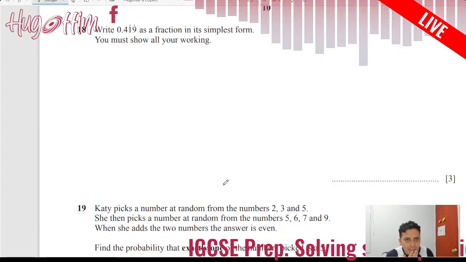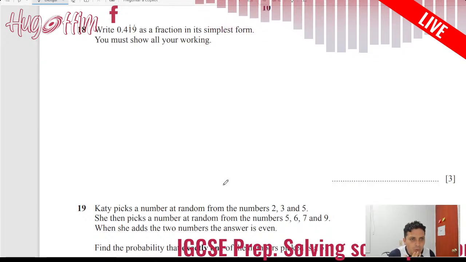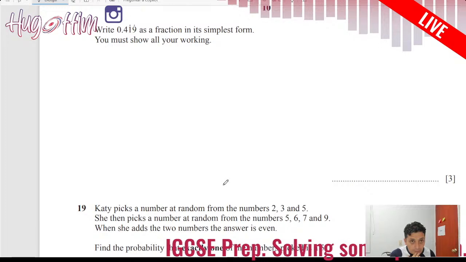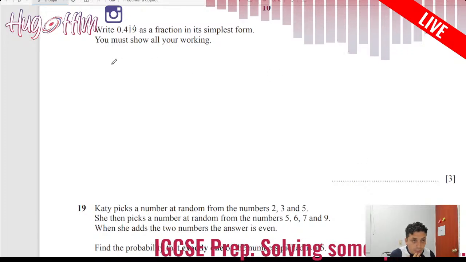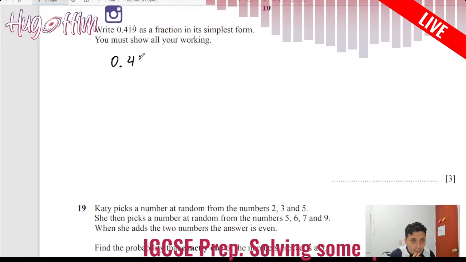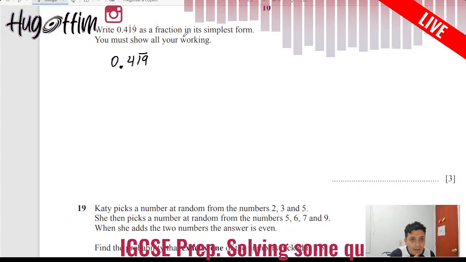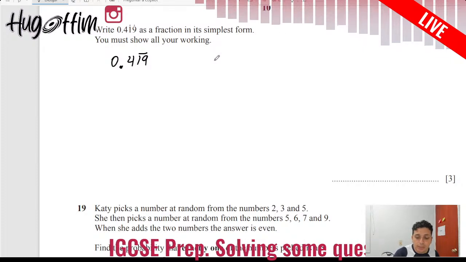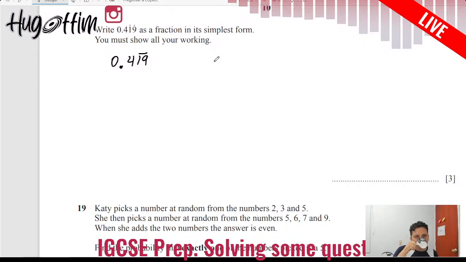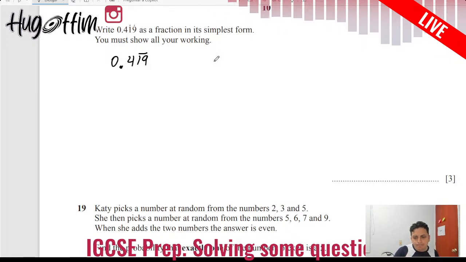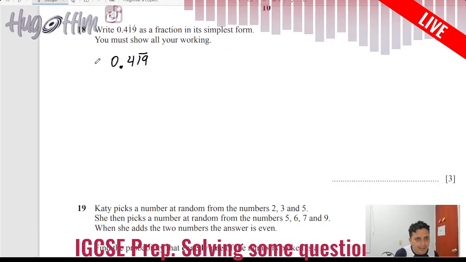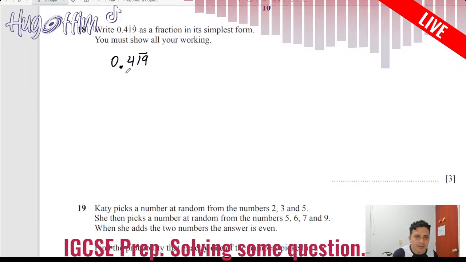Write 0.419 periodic as a fraction in its simplest form. You must show all your working. Okay, this is 0.419 periodic as a fraction in its simplest form. I didn't remember, I had this in IGCSE.